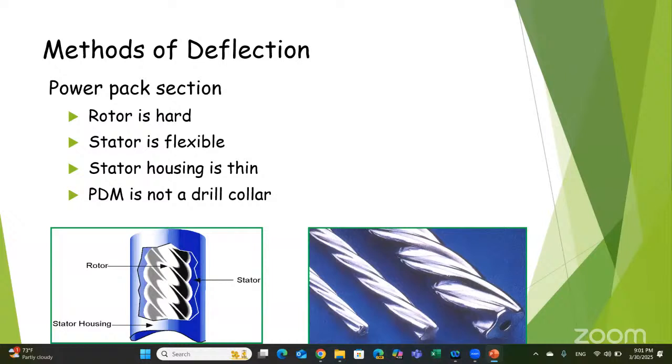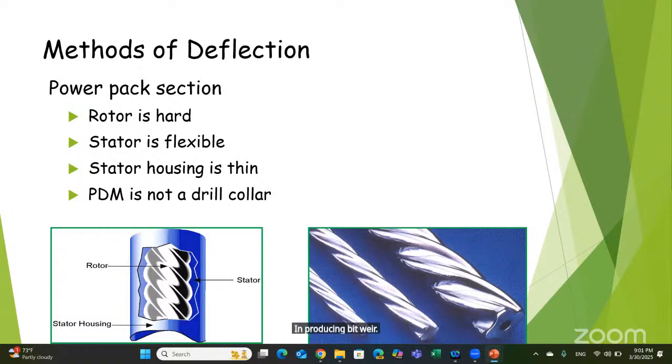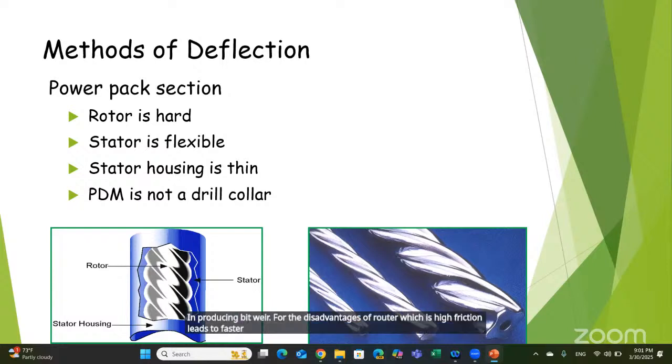For the rotor versus the stator, the rotor is the rotating component inside the stator that transfers torque and power to the drill bit. It generates high torque for drilling in hard formations and works at low rotational speeds, reducing bit wear. The disadvantages of the rotor are high friction leading to faster degradation, and sensitivity to mud properties, requiring proper viscosity and solid content.